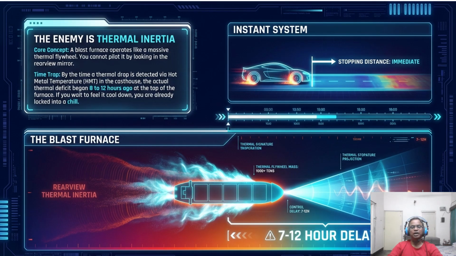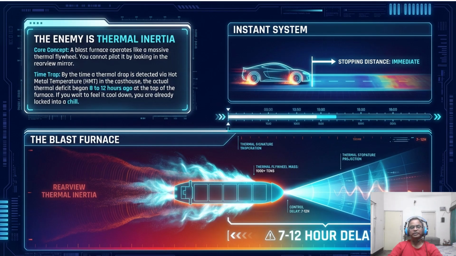See that sports car? In an instant system, the stopping distance is immediate. But look at the bottom graphic. Our furnace is like that heavy vessel trailing a massive wake of thermal inertia. By the time you detect a thermal drop in the cast house, the actual deficit started at the top of the furnace 8 to 12 hours ago. If you wait to feel it cool down, you are already locked into a chill.